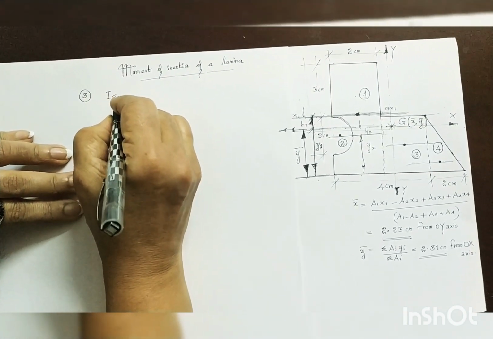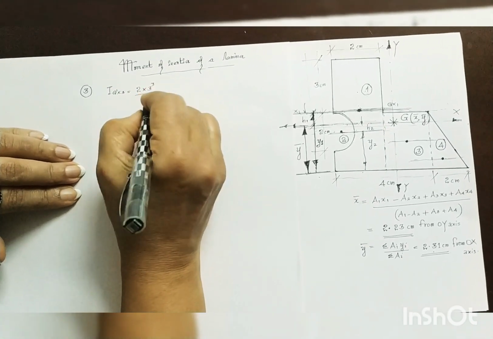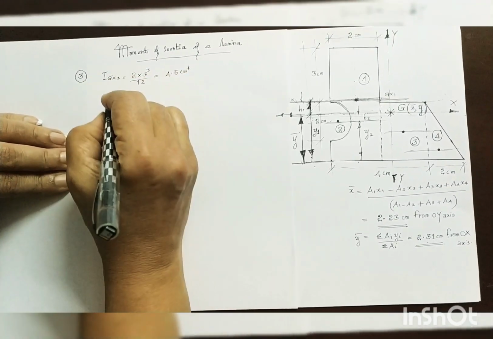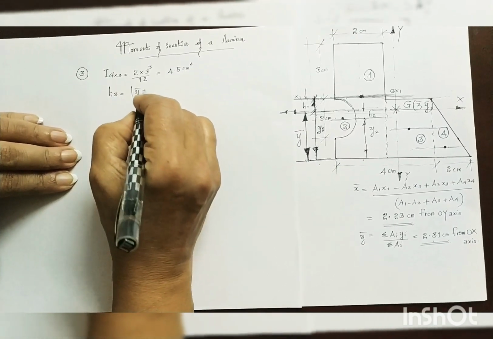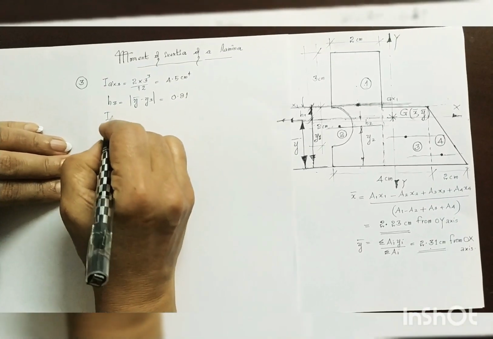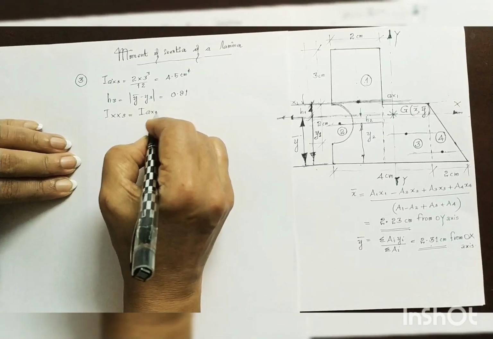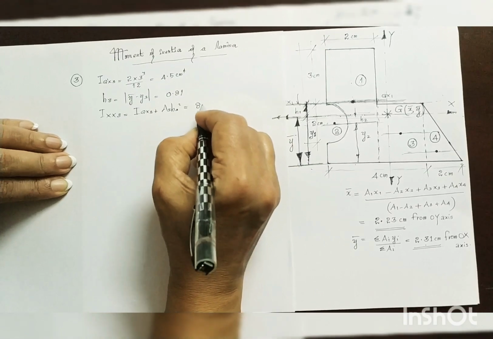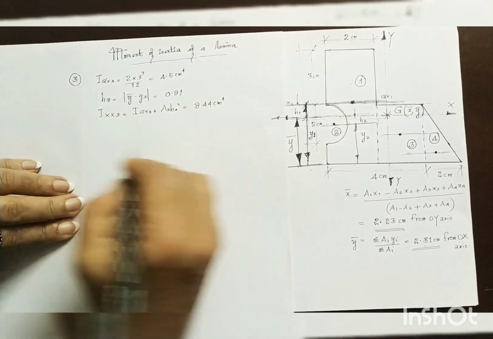Now for the figure 3, Igx3 is again BD cube by 12. It is 2 into 3 cube by 12. And the H distance, H3, is absolute value of y bar minus y3 is equal to 0.81. And you get Ixx3 is equal to Igx3 plus A3H3 square is equal to 8.44 centimeter raised to 4, because it was also a rectangle.